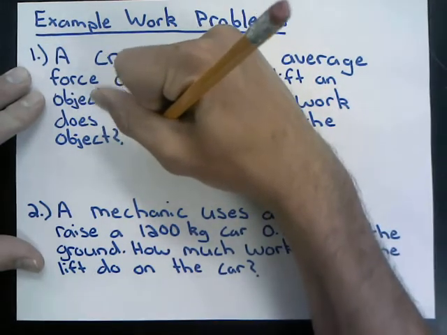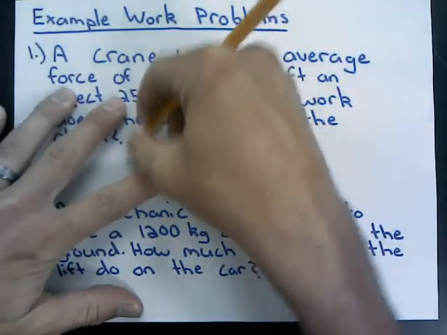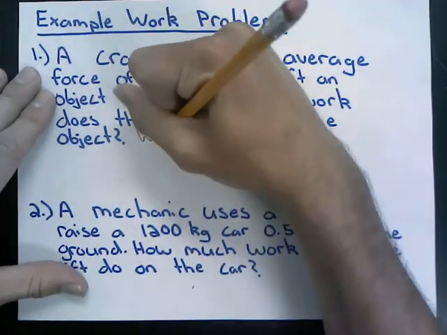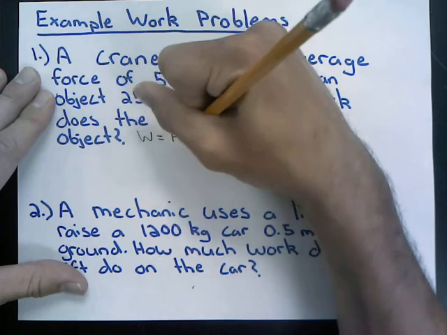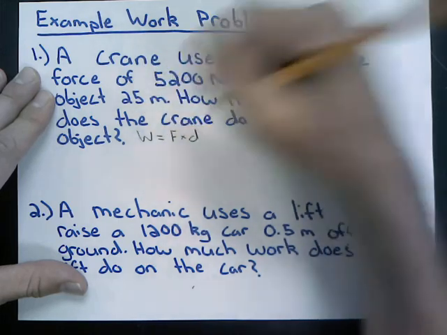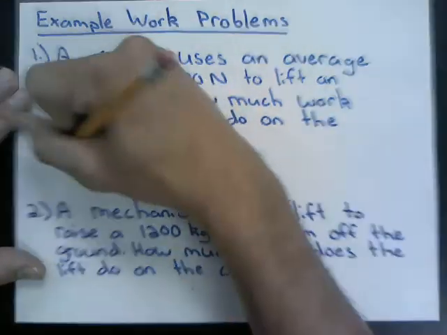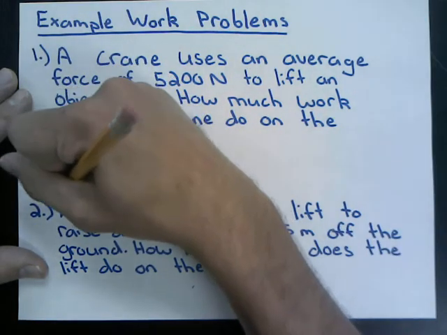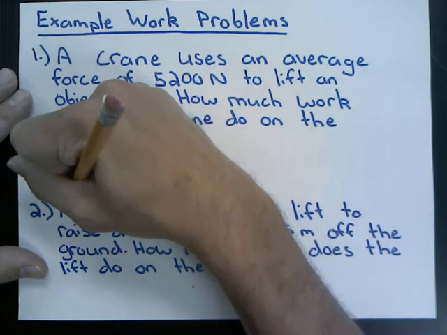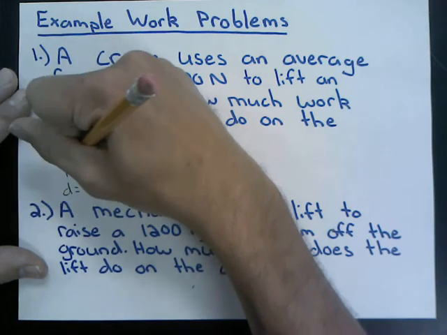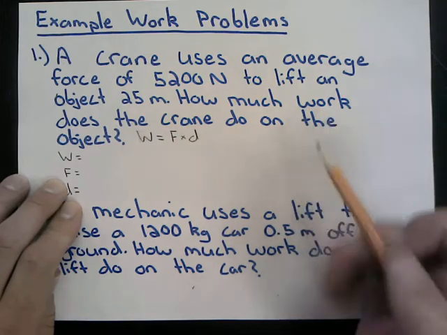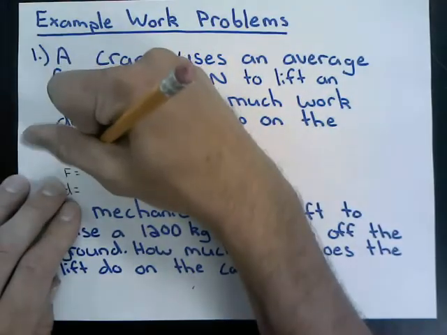I got ahead of myself. Work, W, equals force times D for distance. So we list out all of the variables. So W, F for force, and then D for distance. Now, it says in the problem, how much work does the crane do? So this becomes our question mark.